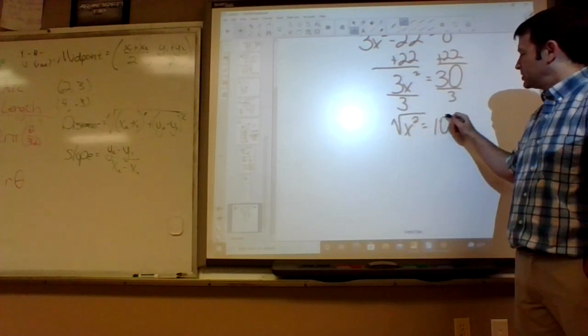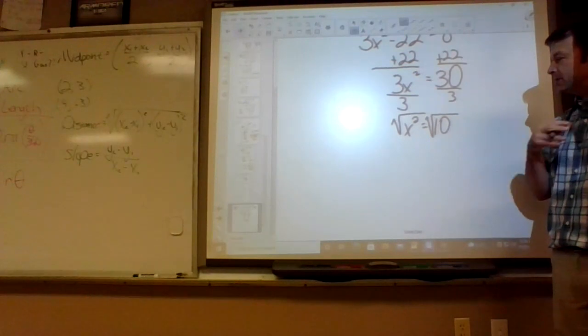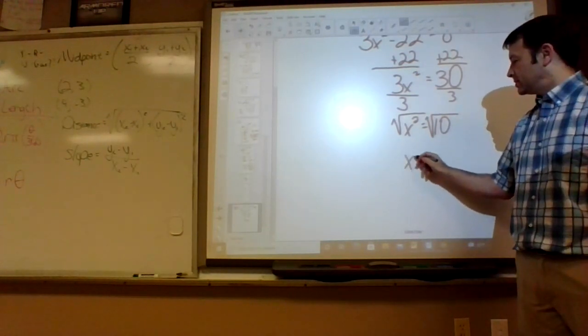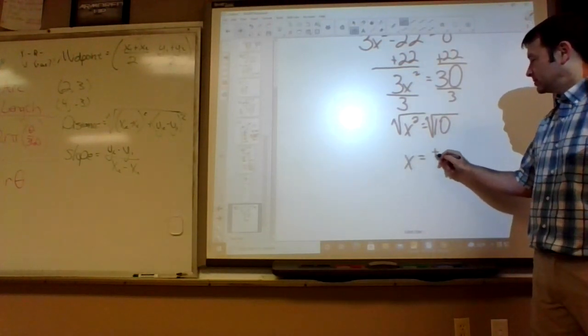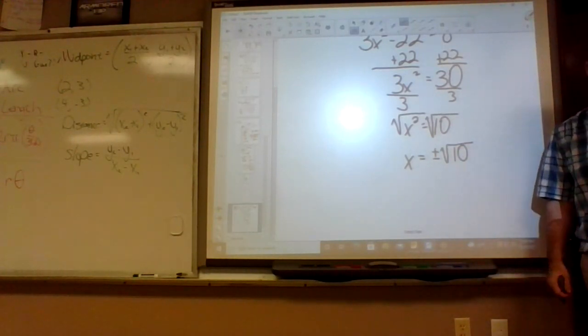Does square root of 10 simplify? No. Only 5 times 2 goes into 10. And that does not, doesn't do it. There's no doubles in it.